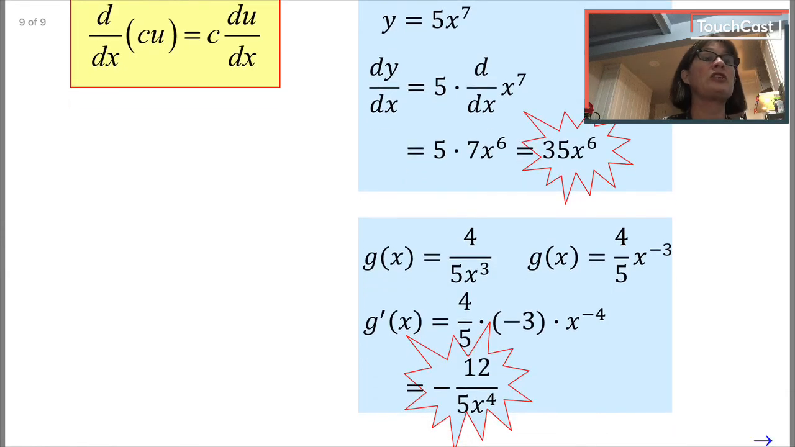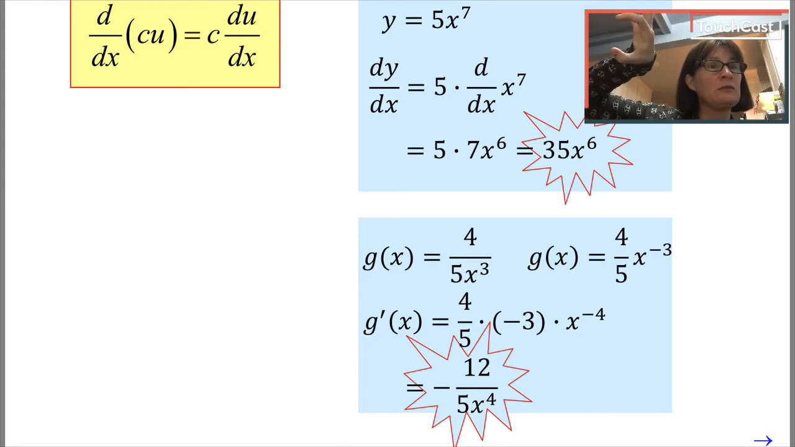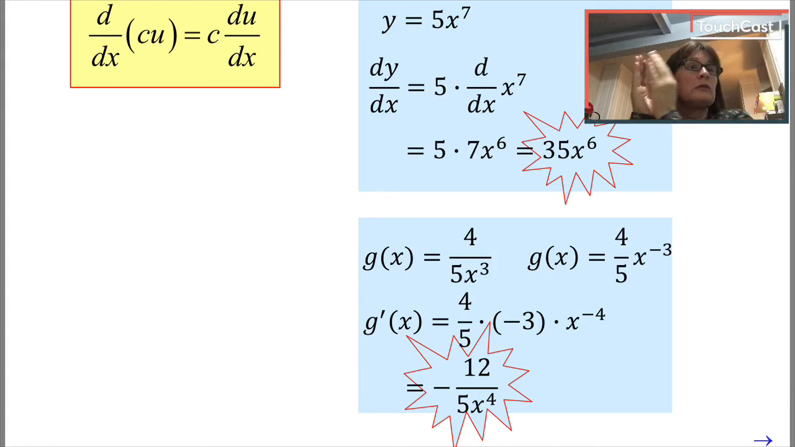Here's another case where I have a chance to write my function using a negative exponent. So 4 over 5x cubed. I can think of factoring the 4/5 out. And then that x cubed in the denominator becomes x to the negative 3. Well, now 4/5 is a constant multiplier. So I'm going to hold it for a second.